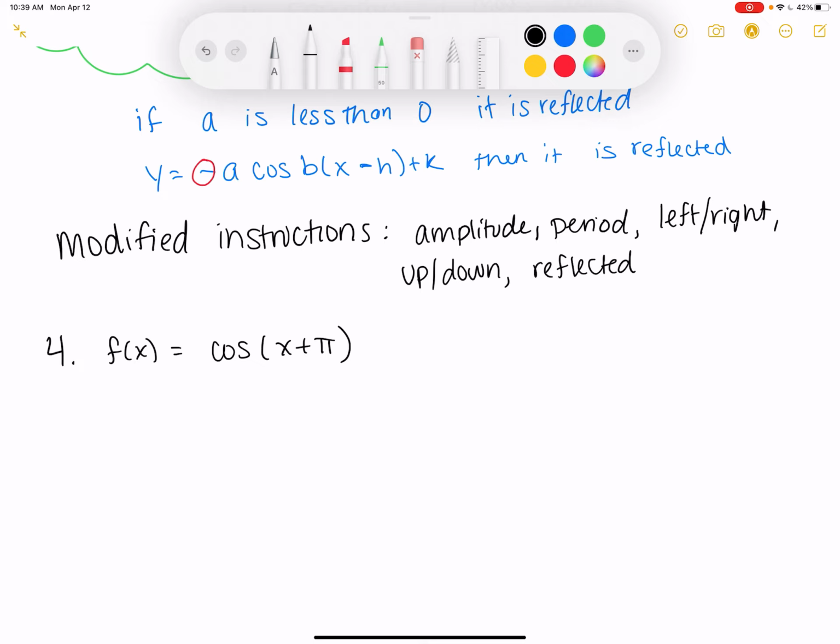Okay, with these ones, the instructions say to match the function with their graph. But again, we're not doing that. We're doing these modified instructions for this whole entire section, just to make it easy.